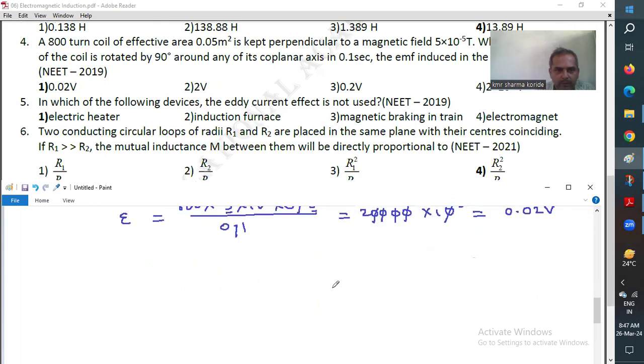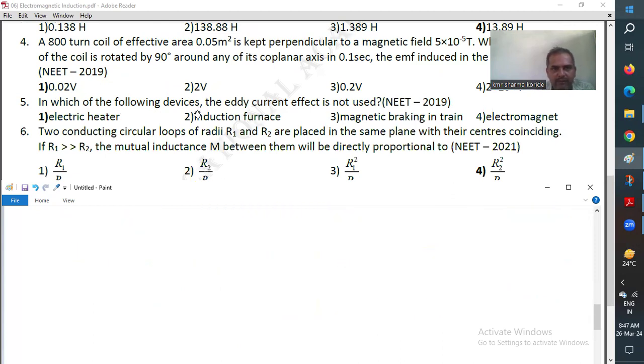Moving to, in which of the following devices is the eddy current effect not used? So it is an electric heater. Most of the time, in devices which operate due to the change in the flux, eddy currents get generated. So we don't get any effect of eddy current in the electric heater only. Induction furnace is a particular device where we make use of change in the flux, which produces EMF. Even magnetic braking is one of the uses of eddy currents. Even electromagnet also. So the first option is correct.